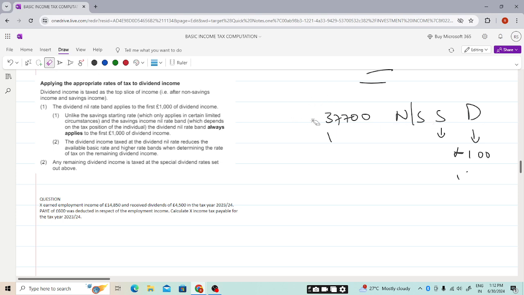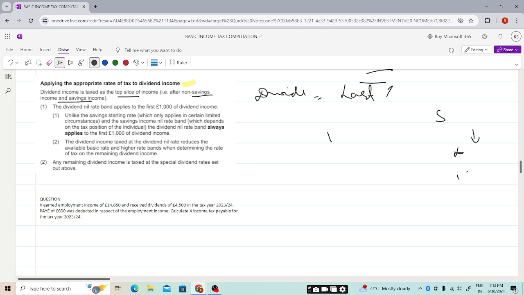So now we will be starting with this. Apply the appropriate rates of tax on dividend income. What is the approach? How to calculate the dividend income? Dividend income is taxed as the top slice of the income after the non-saving and saving income. This dividend income is the top slice of income, means last slice of income. First we'll calculate the tax on non-saving, saving and then on dividend. First, second and third. So this is last slice or top slice.